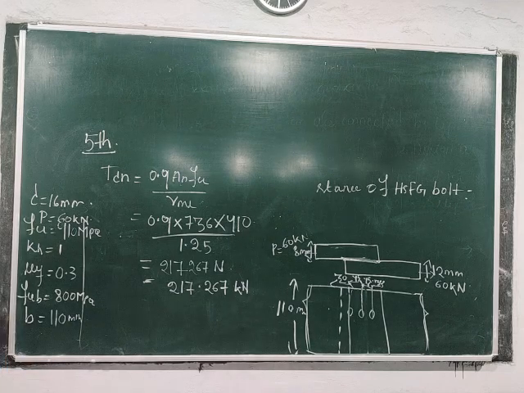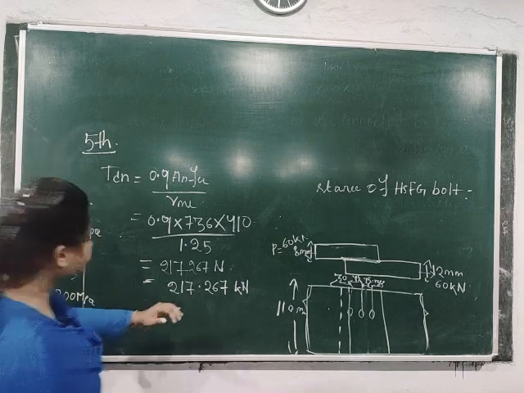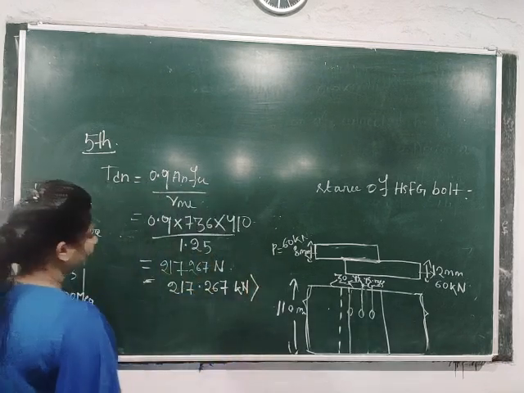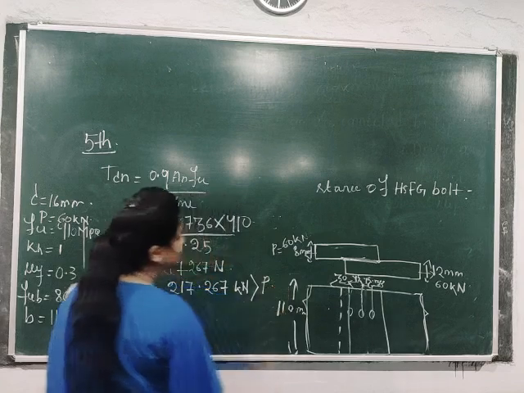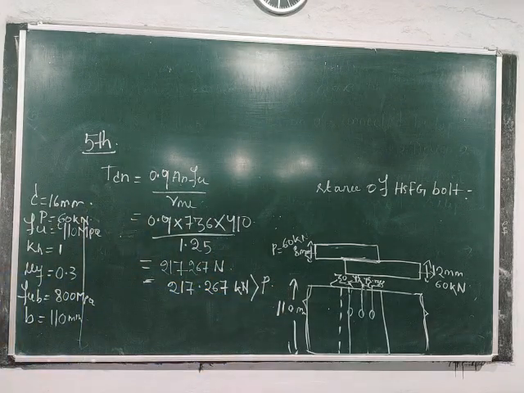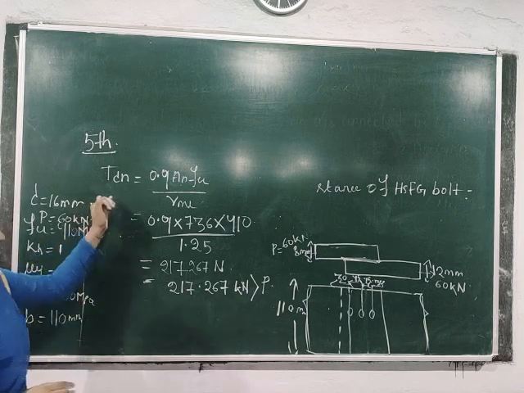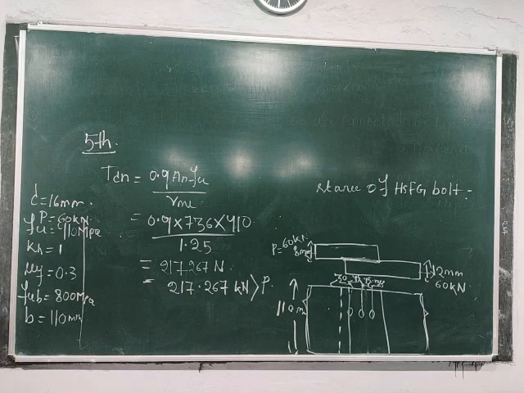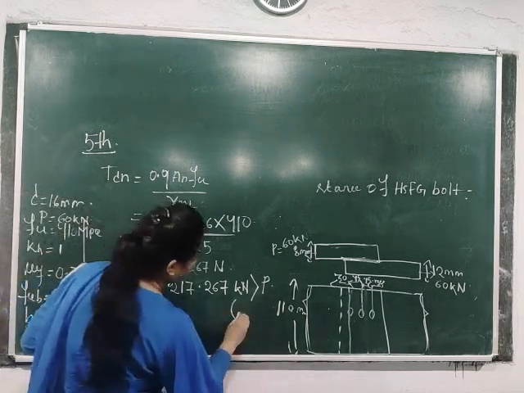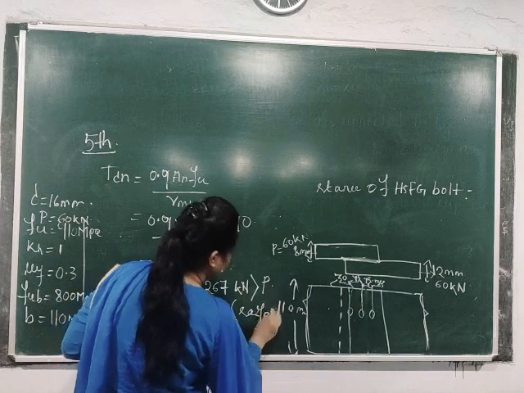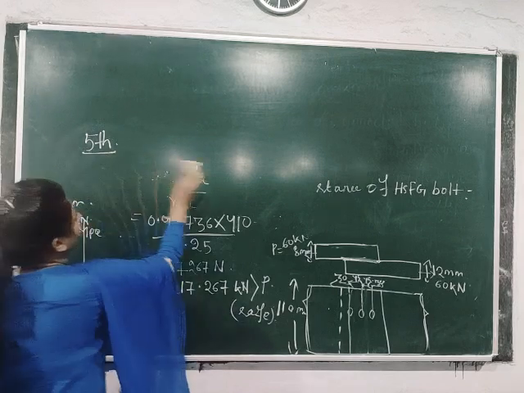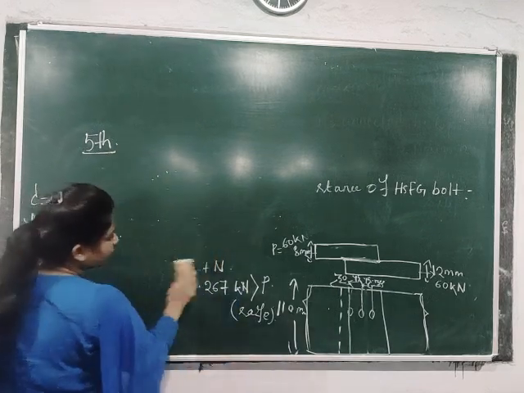Here you can see this rupture strength of the plate is greater than the external applied load, meaning the load to be transmitted by the joint. From that, the rupture strength of the plate is greater, so it is safe. Then compare with the strength of the joint.